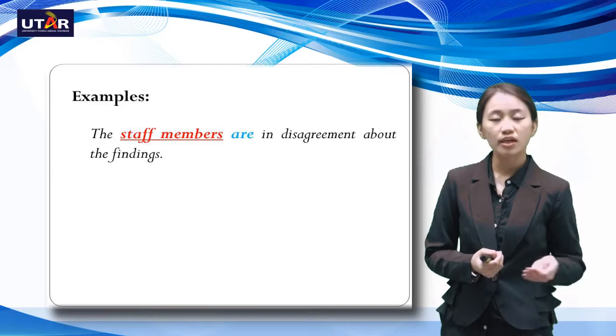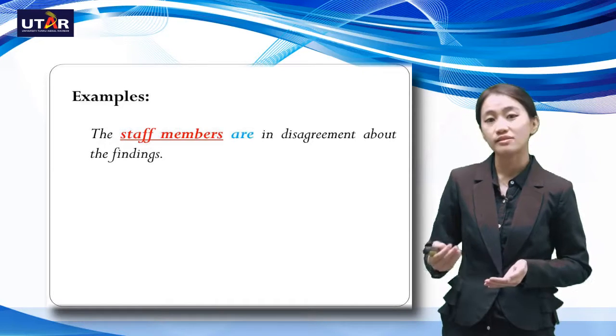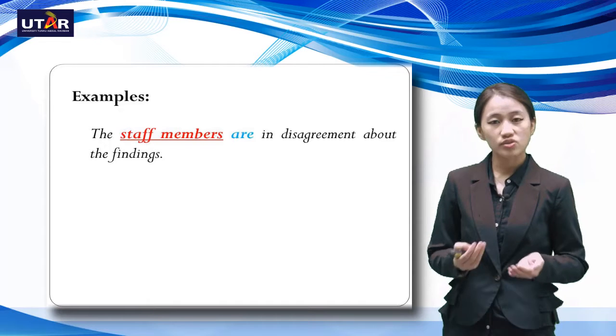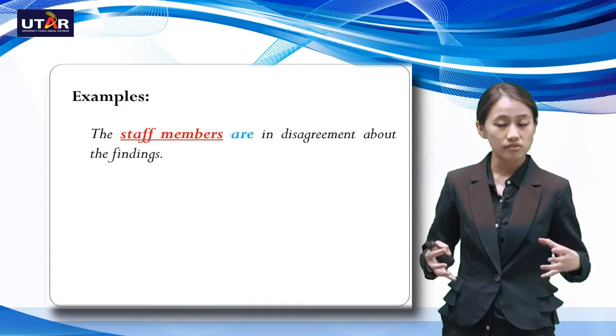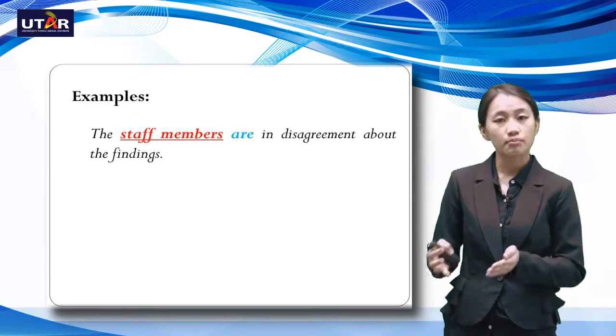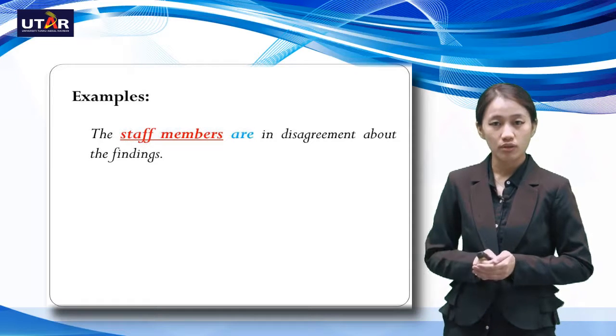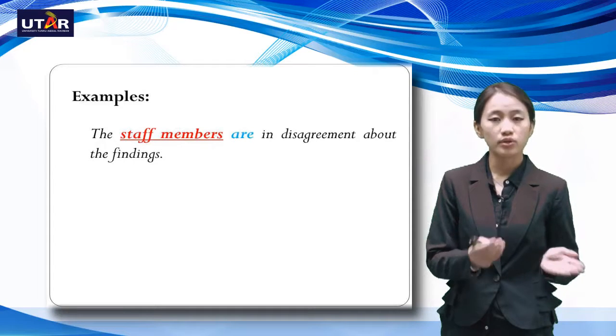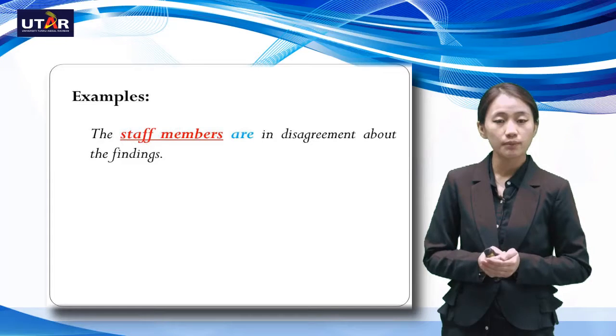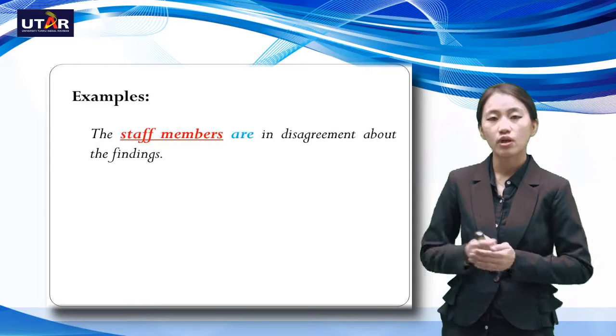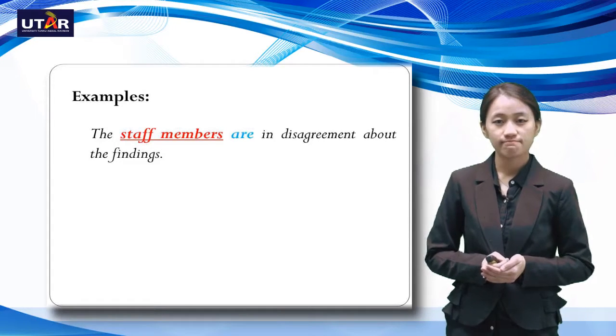So similarly, if I were to say team and team members. So team, of course, I see them as a unit, whereas team members, I see them as individuals. So team, I would follow with a singular verb, whereas team members would take a plural verb.